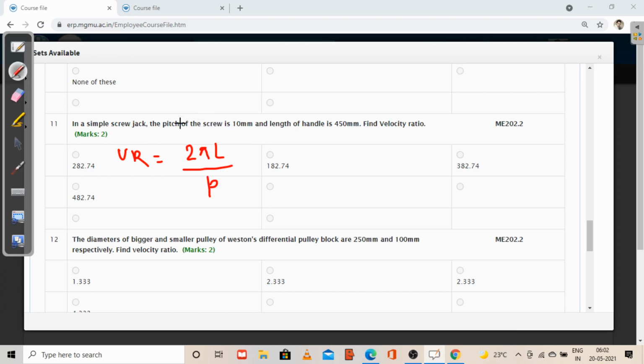Small p is generally the pitch in this screw jack and that is given as 10. 2 and pi, we have to take it in the calci, same 2 pi, and what will be the L? So length of handle is given as 450. Now if you take this in the calci, you will get the velocity ratio. अभी आपको ये कैलकुलेट करना है कितना आएगा.